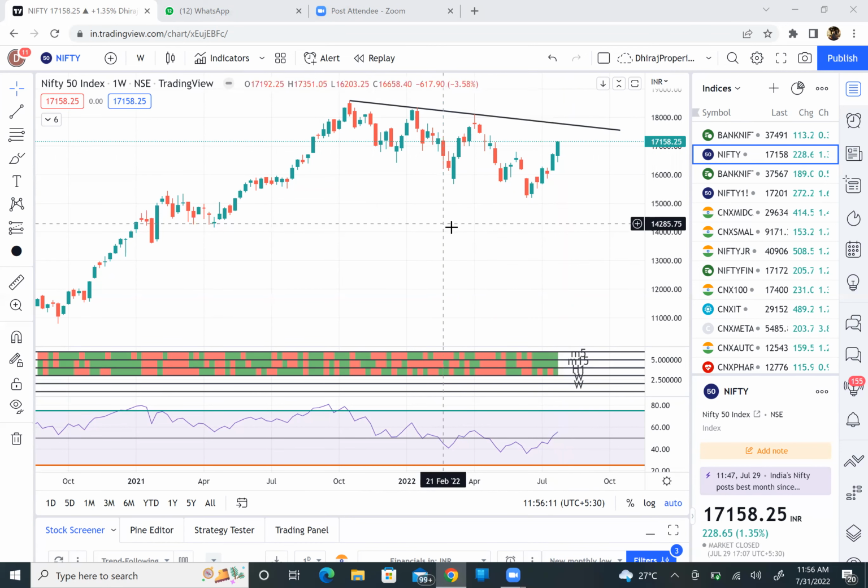Sorry, see 7th March, we formed a green candle, but it was not a confirmation. However, the 14th March candle was a confirmation that the secondary trend has changed, and that confirmation broke on the 11th April candle. So even if I would have entered on 21st March, I would have entered long at 17,329 and exited at 17,740. You would have captured 400 points.